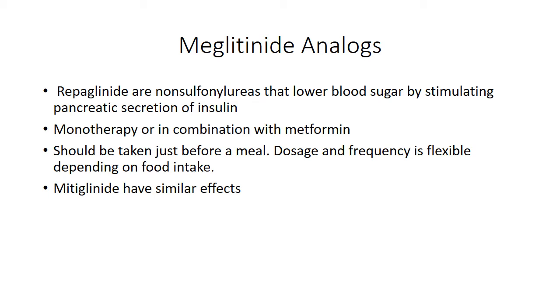Now the meglitinide analogs. The drug name is repaglinide. They lower the blood glucose level by stimulating pancreatic secretion of insulin. They are used in monotherapy or in combination with metformin. They should be taken just before a meal. Dosage and frequency is flexible depending upon the food intake.